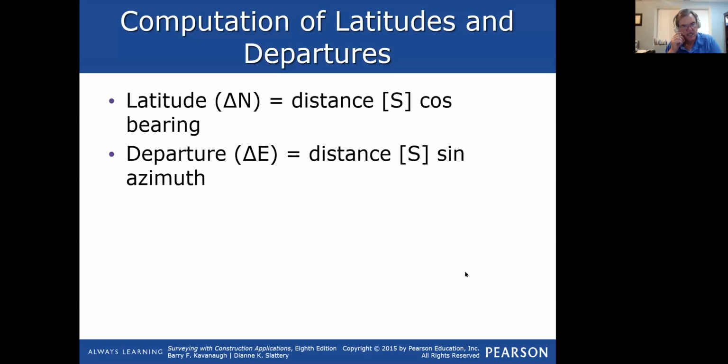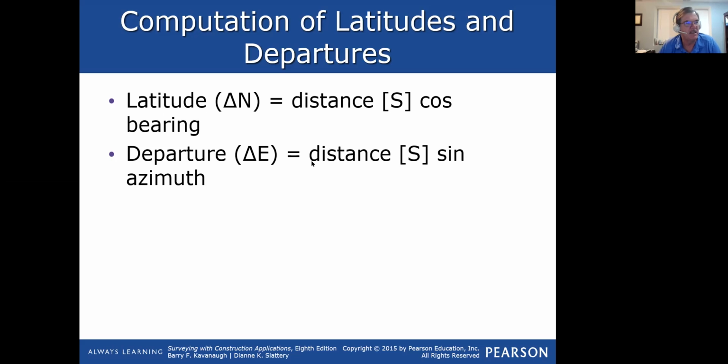Let me go ahead and try to share my screen again and continue here with this slideshow. What we have now is the computation of latitudes and departures. And you're going to see where this comes into play and becomes very important as we look at distances and correcting the distances measured in the traverse. This will be applicable to things you might do in the future about computing coordinates on a point so that you can put it in a data collector and have your total station or your GPS receiver take you right to the point.